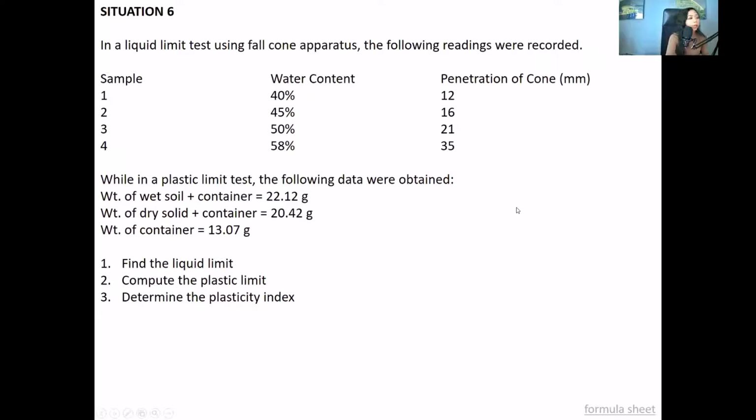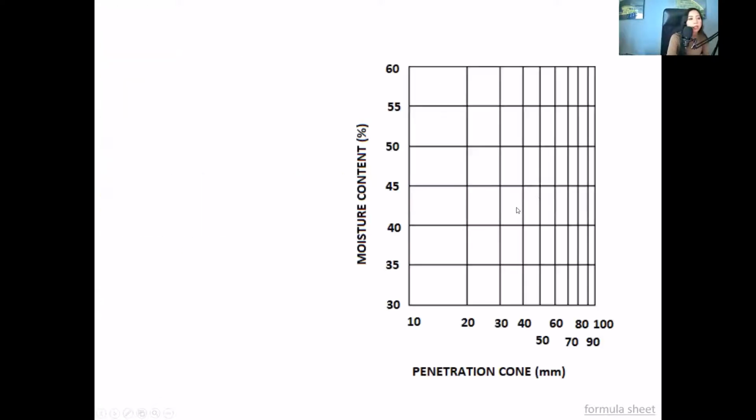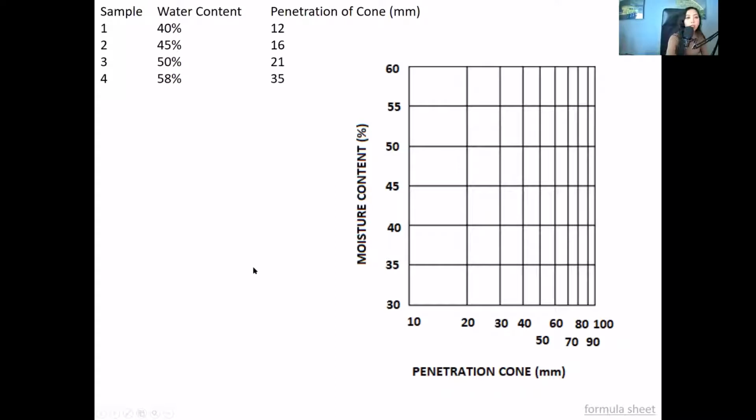So, the test uses a penetration cone. You have a soil sample, you keep increasing its moisture content, and then you measure how deep you can penetrate the soil sample at each moisture content. Okay? So, this is the graph. You have the penetration of the cone in millimeters, the depth penetrated, on the horizontal axis, and on the vertical axis, you have the moisture content. So, let's bring back the table from the original problem.